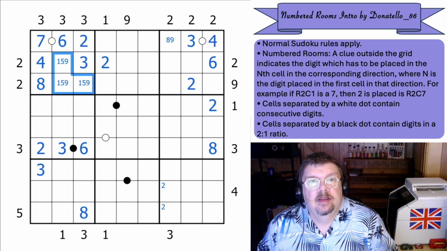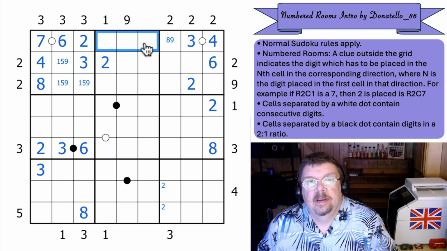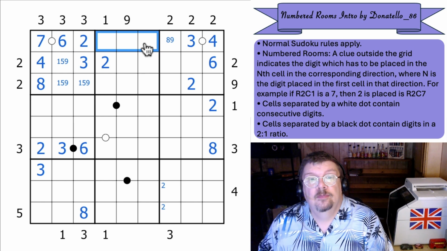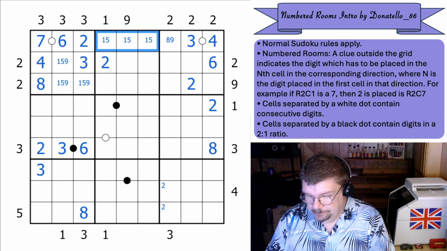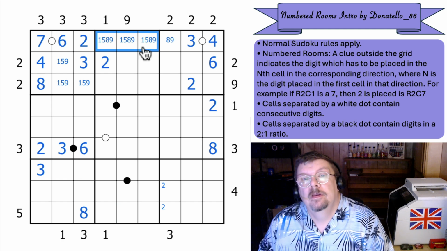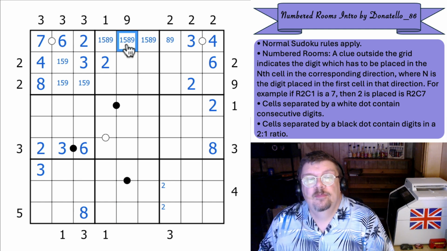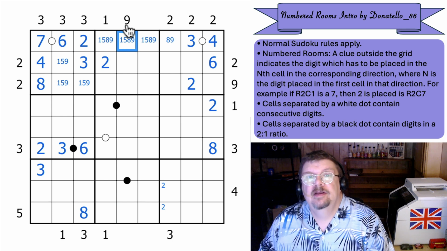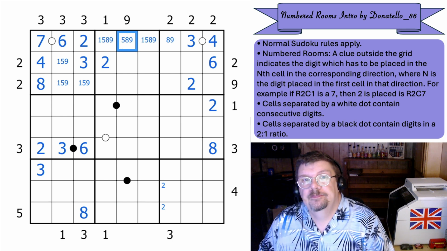Okay, I don't see anything obvious there yet. Okay, these digits are from 1, 5, 8, and 9. Okay, we can eliminate 1 from this cell, because if that were a 1, it would be telling us to place a 9 in the exact same cell.